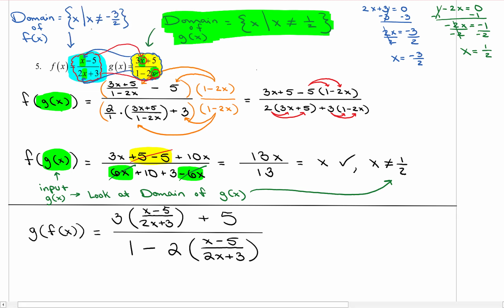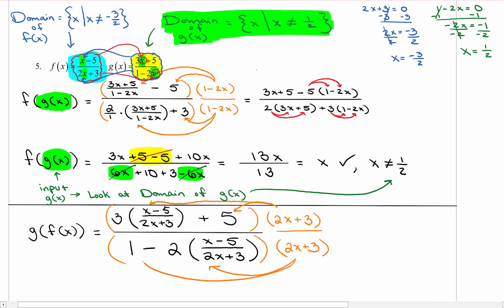Now, I'm going to use that same technique I used from when we did right up above, multiplying the numerator and denominator by the LCD, okay? So let's go ahead and do that. The LCD in this case is 2x plus 3. Let's distribute 2x plus 3. The reason I'm doing this is it's like multiplying by 1, because I've got 2x plus 3 over 2x plus 3. And we're going to distribute, and distribute here.